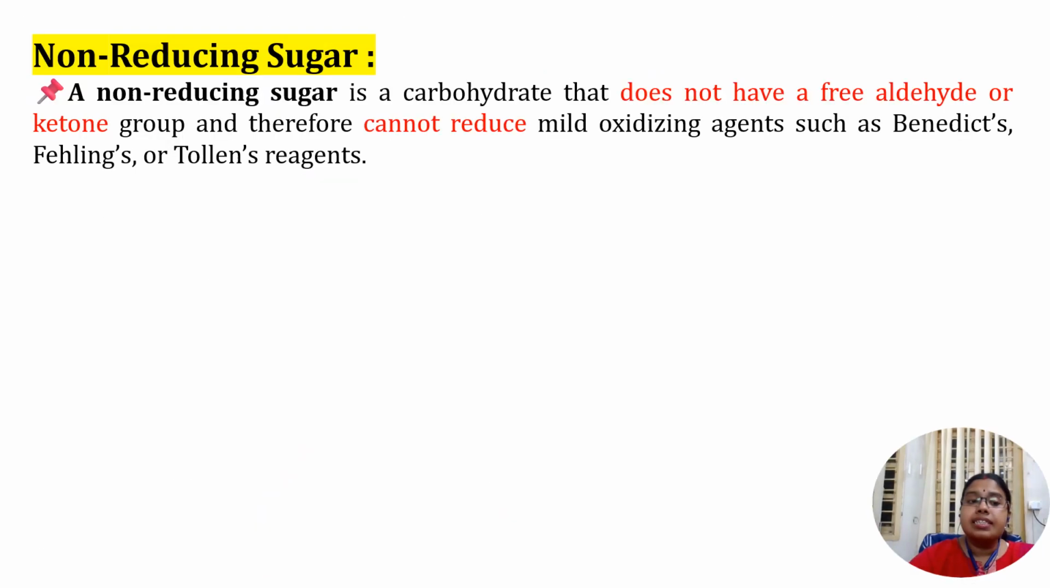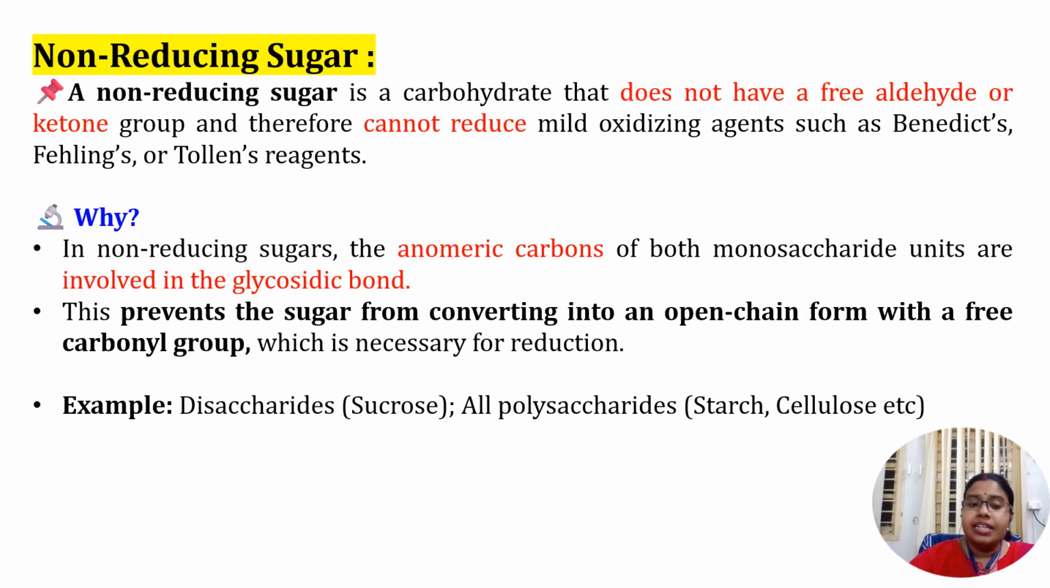So what is the non-reducing sugar? The non-reducing sugar is a carbohydrate that does not have a free aldehyde or ketone group, therefore cannot reduce the mild oxidizing agent like the Benedict, Fehling's or Tollens reagent. All the monosaccharides are the reducing sugar, and the disaccharides and the polysaccharides are the non-reducing sugar.